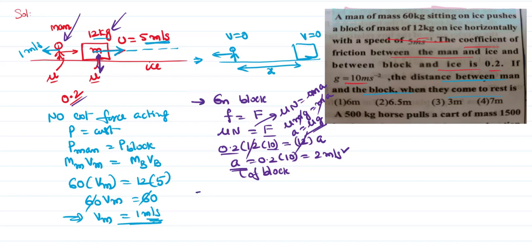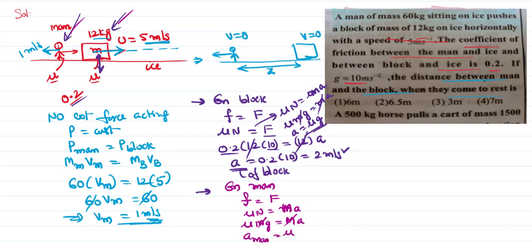Similarly, I can do the same for the man. On the man also I can write the same. The force acting is the frictional force. Mu into normal reaction is m a, where m is the mass of that man. Mu into normal reaction, which is the weight of that man, equals m a. The m will also cancel. The same acts on the block as well as the man. So the acceleration of the man is also equal to mu into g.